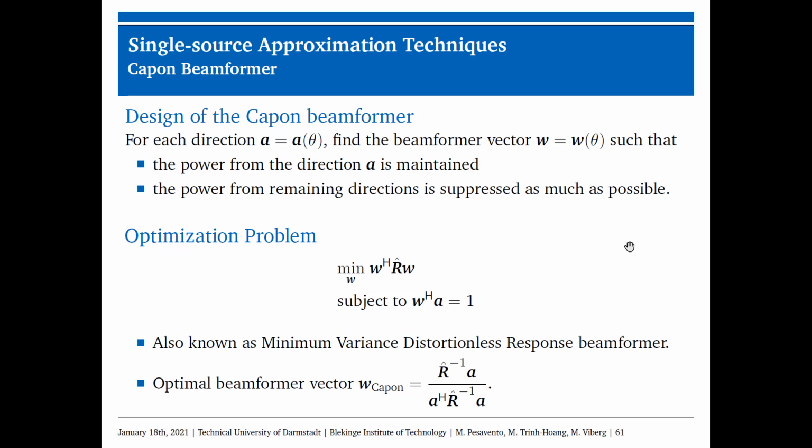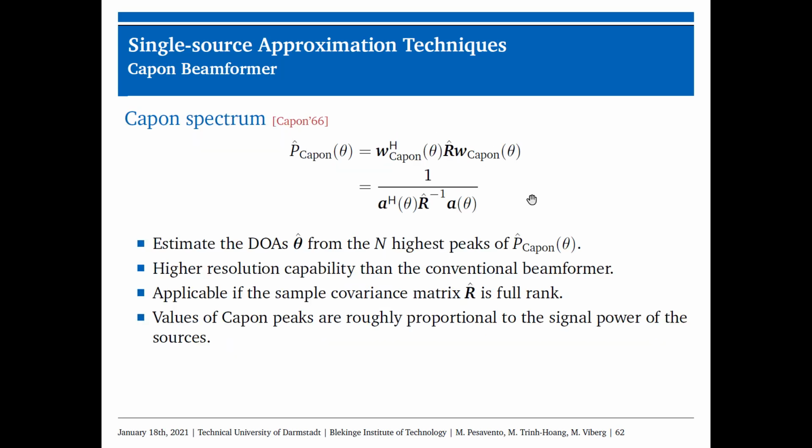Formulating as an optimization problem, the beamforming vector W is chosen by minimizing a quadratic term with respect to the linear constraint, which is the fixed gain constraint. The solution of this optimization problem is given in closed form by this expression. When we plug this minimizer back into the cost function, we obtain the so-called Capon spectrum, given by 1 divided by a quadratic term with respect to A of theta. The DOAs are then estimated from the n highest peaks of p hat.